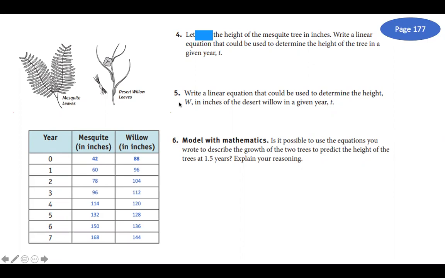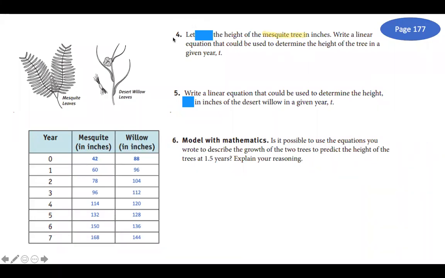Don't use different variables to represent the same thing. So we are going to use H for the height in both of them because they're both representing the same value, just like we're going to use T for the number of years for both equations. So let's start with our mesquite tree. So this is our mesquite tree equation.